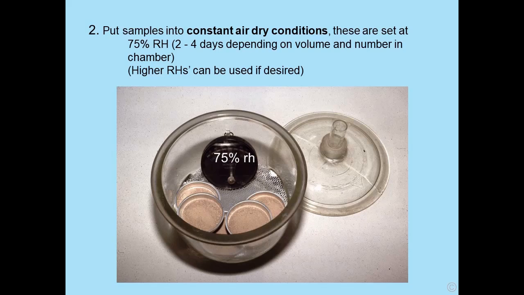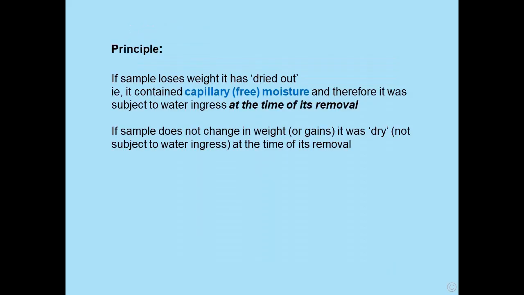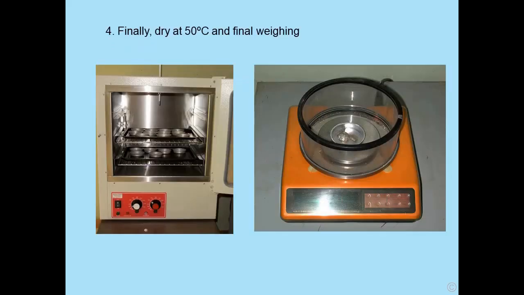We can use higher or even lower relative humidities. This is done by changing the salt solution, which maintains the humidity in the chamber. We then weigh again. And the principle is very simple. If the sample loses weight, it dried out. In other words, the drying, it contained capillary or free moisture, and it was therefore subject to water ingress at the time of its removal. If the sample does not change in weight, sometimes it'll gain, it was dry, not subject to water ingress at the time of its removal.